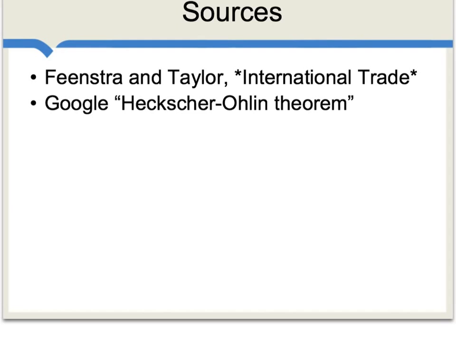For sources, we very much recommend the treatment in the Feenstra and Taylor text, International Trade, and indeed we have borrowed very directly from their PowerPoints. Also, if you don't have access to that book, you can just Google Heckscher-Ohlin Theorem to find some similar treatments.